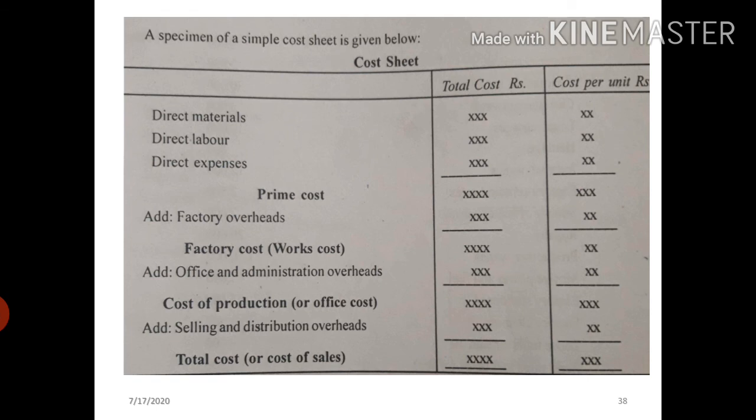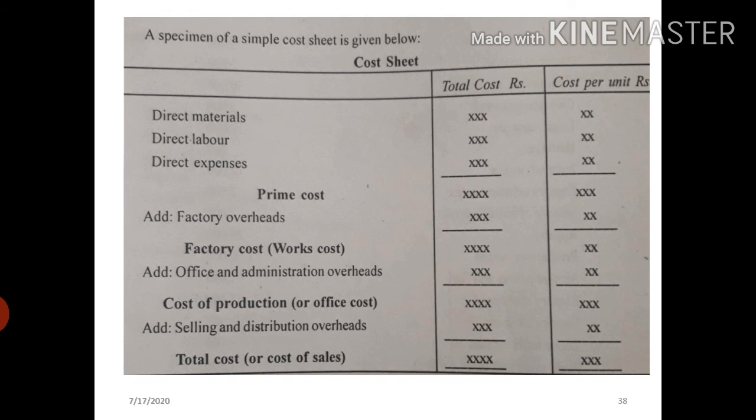Come to the next one. Specimen of cost sheet. See the specimen of cost sheet. You have to draw the same in your note and learn the format. Total 3 columns. First particulars column, second total cost column, third cost per unit column. Amount column should be shown in rupees. Then in the particulars column, direct materials, direct labor, direct expense.